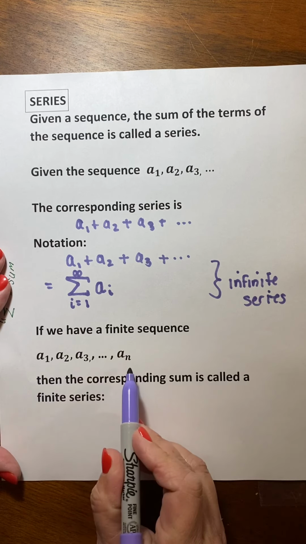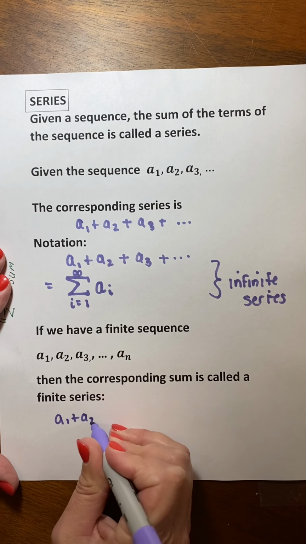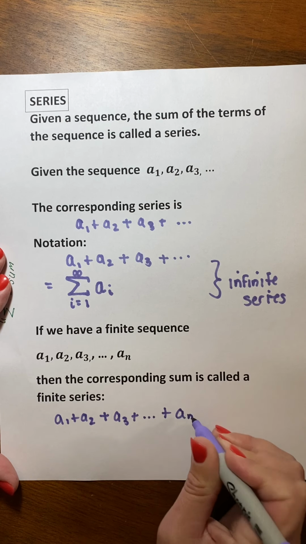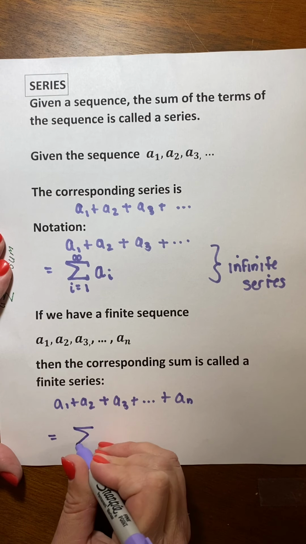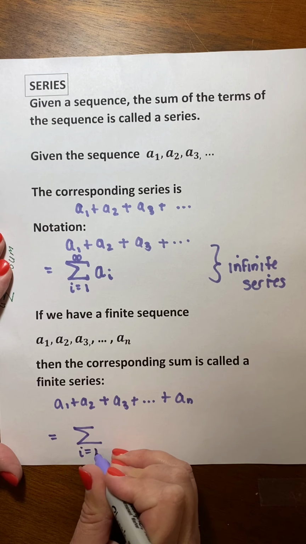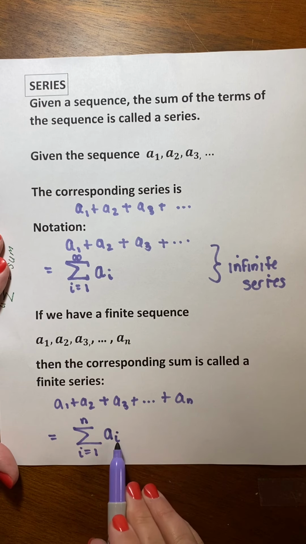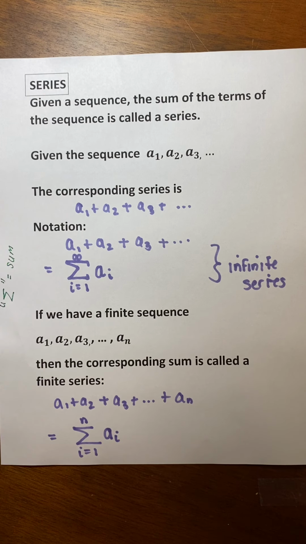If we have a finite sequence, then we get a finite sum. So we're going to add up all the terms, but we're going to stop at some point. We call the nth term where we stop. And the notation we use, we still use the sigma notation. We start at 1, we end at n. We use the generic subscript, meaning i starts at 1 and it ends at n.